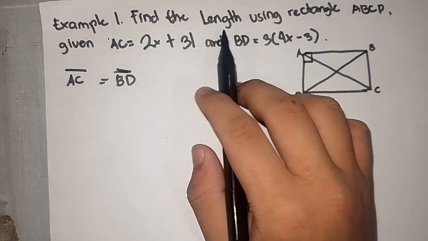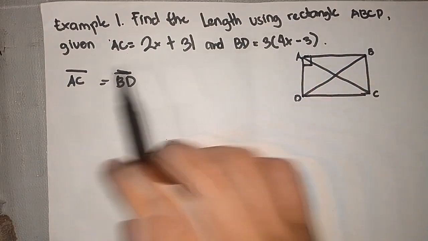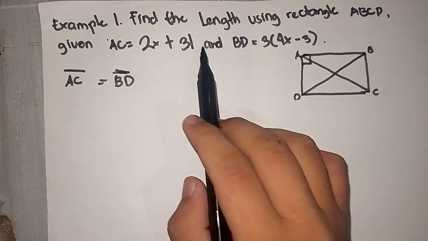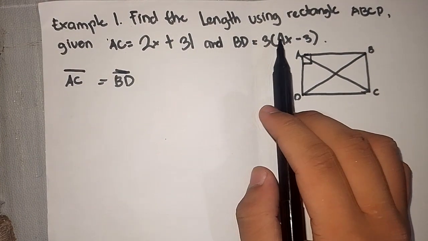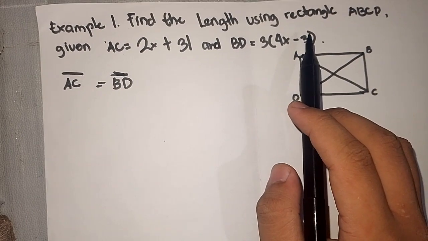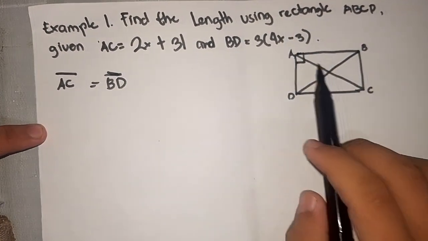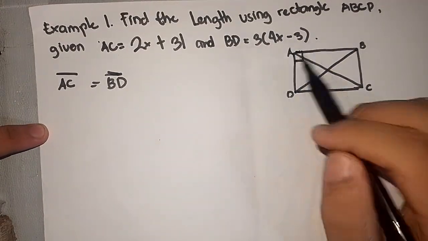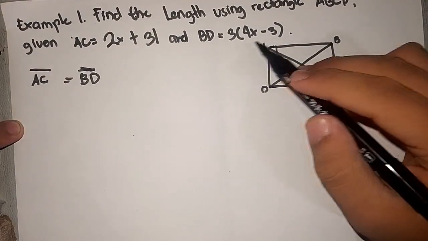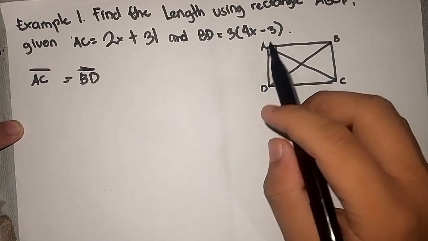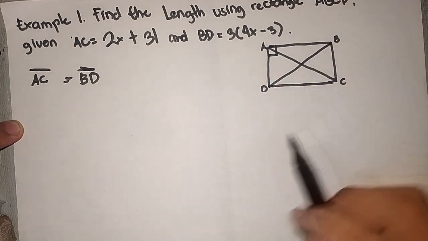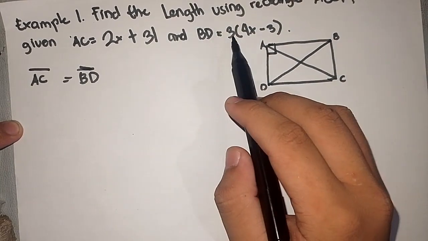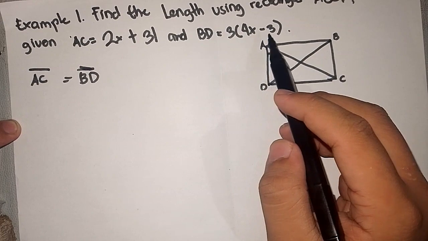Example 1. Find the length using rectangle ABCD. Given AC is equal to 2x plus 31 and BD is equal to 3 multiplied by the quantity of 4x minus 3. First of all, we draw a diagram showing rectangle ABCD.